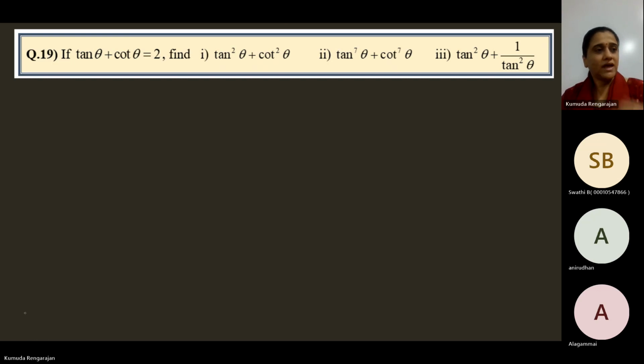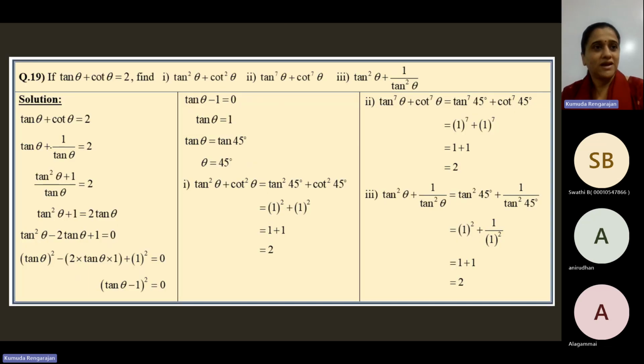If I show the answer slide, we can do it a little faster, so that we can start polynomials at the earliest. So here we have tan theta plus cot theta is 2. We need to find tan square theta plus cot square theta, tan theta to the power 7 plus cot theta to the power 7, and tan square theta plus 1 by tan square theta.